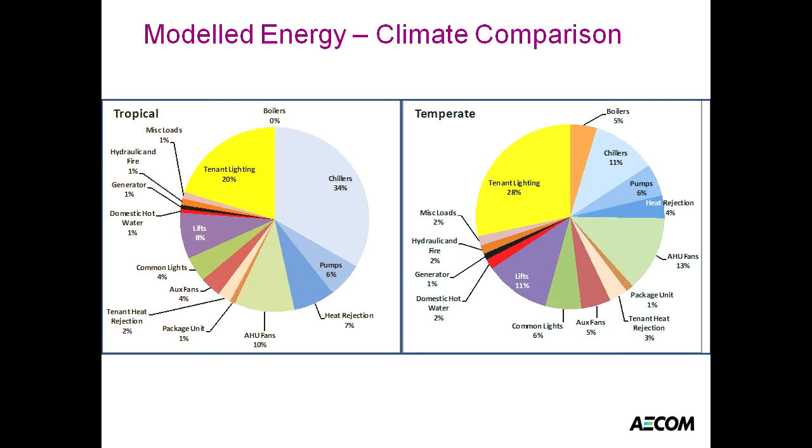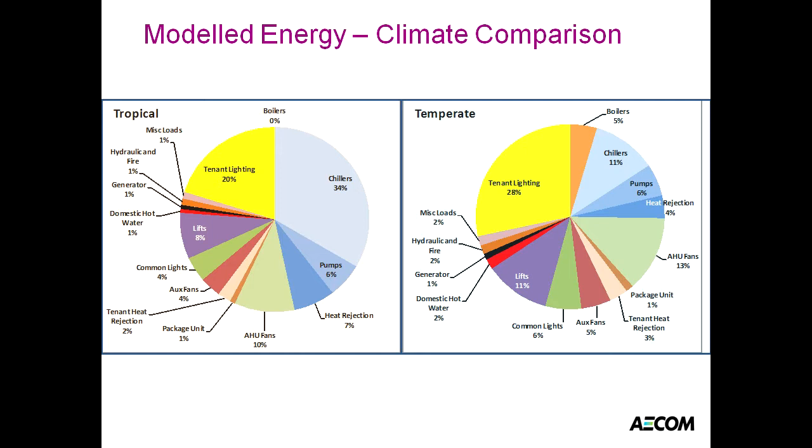You can see there in the tropical climate, the chillers actually contribute 34% of the energy. Now, that's probably not surprising. The pumps which the chillers are served by, 6%. The heat rejection, which is basically the cooling tower, an additional 7%. So you can see that the cooling for this building in Singapore is contributing about 45% for just the cooling, before you get into the air handling of any air conditioning systems. The air handling fans are around about 10%.